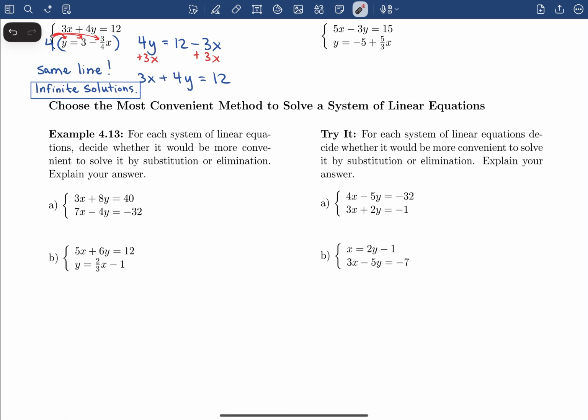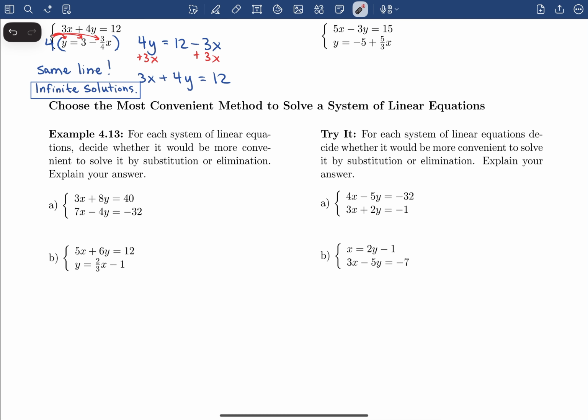All right, so who decides which method to use to solve? You do in the end. So you could take any of these systems that we looked at and you could solve them with any of the 3 methods we've discussed. It doesn't matter. Okay, so take your pick. You just need to pick the best strategy. And sometimes one type of method is easier to do than the other based on the equations you see.